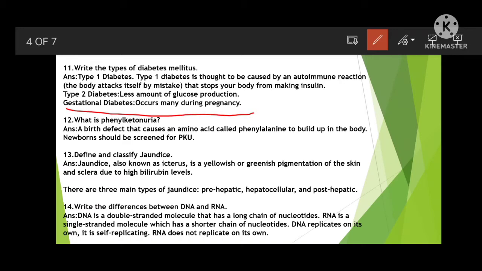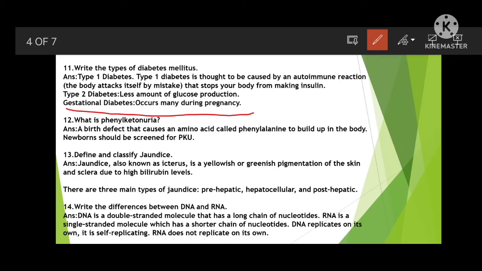Which one? Gestational. What is phenylketonuria? A birth defect that causes an amino acid called phenylalanine to build up in the body. Newborns should be screened for phenylketonuria, PKU. Mainly you write this one, this is a birth defect. Here phenylalanine, an amino acid, starts building up in our blood, in our body, that leads to phenylketonuria.